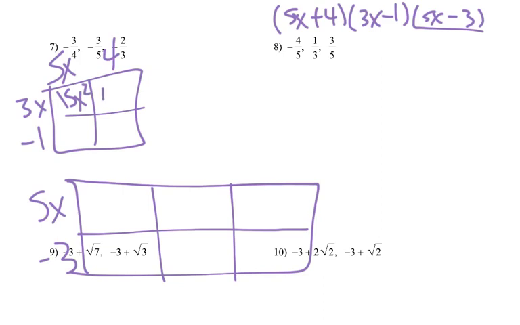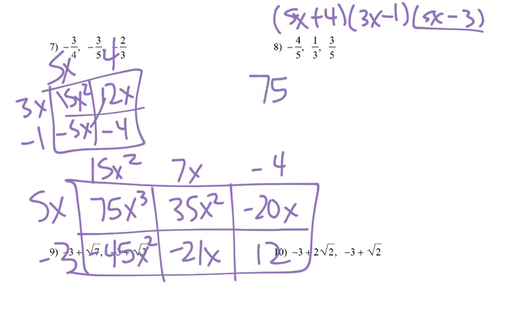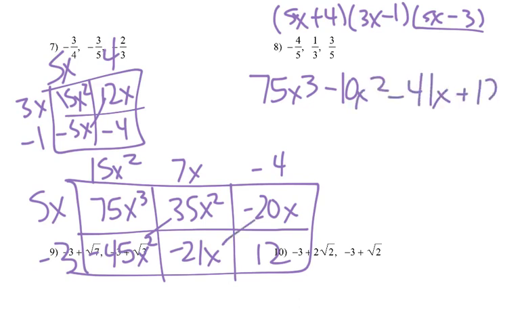So 15x squared, 12x, negative 5x, negative 4. So 15x squared, 7x, negative 4. So 75x cubed, 35x squared, negative 20x, negative 45x squared, negative 21x, positive 12. So I get 75x cubed, negative 10x squared, negative 41x, and positive 12. Alright, so those are the more simple ones.